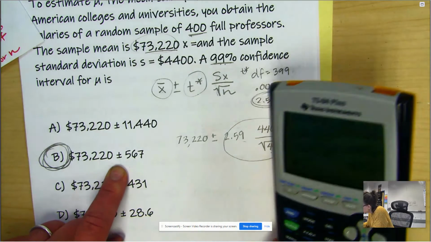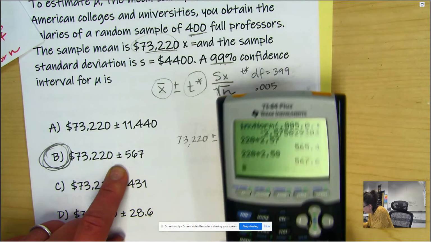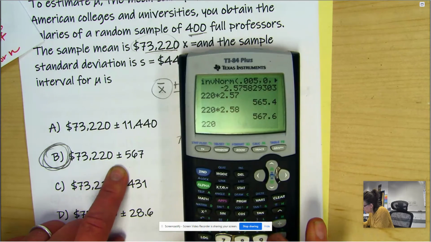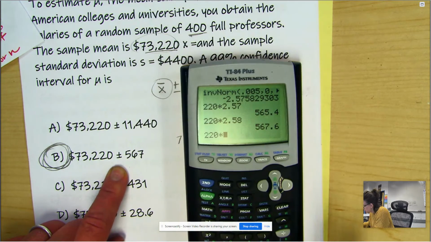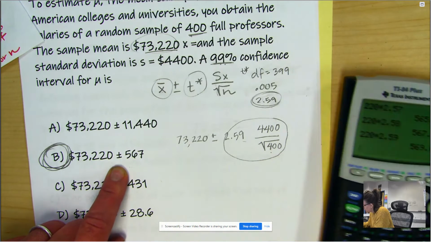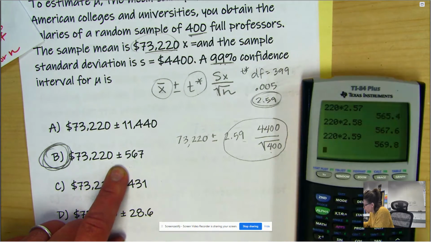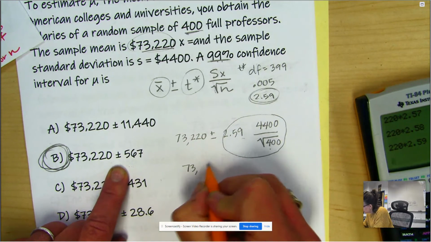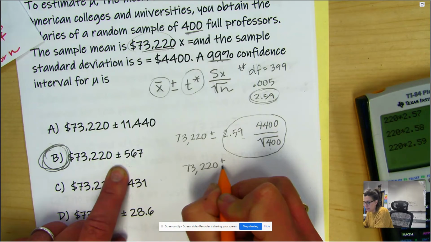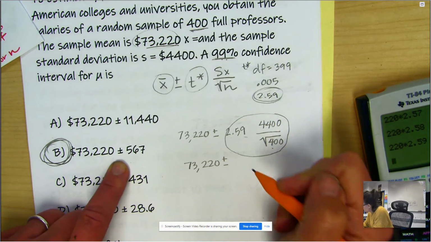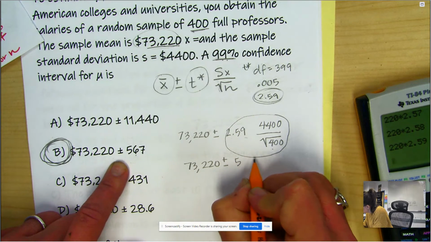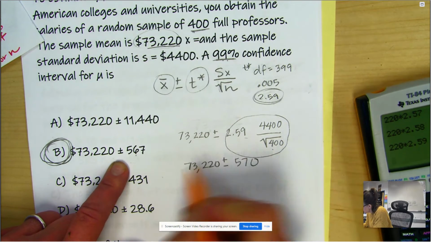So when I did my T star value, I did 220 times 2.59, and I got 569.8. That was the closest we got. Again, that was just the difference between using T star, Z star, and some rounding issues. But this is the closest one.